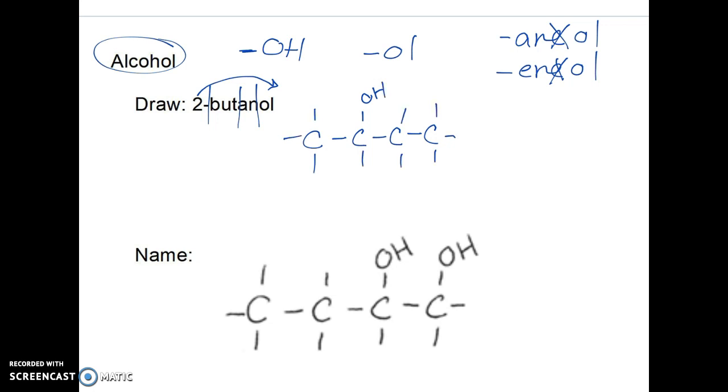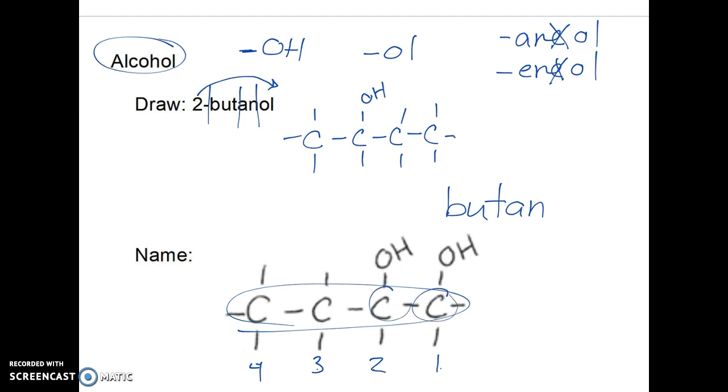Like before, feel free to pause anytime to name. This one down here, I see that the parent chain has 4. So this is going to be but, an, because single bonds. And then if you look here, which way should we number it from? If I went right to left, the 2 on the right would be 1 and 2. If I went from the left, these would be 3 and 4. We want these 2 carbons where the OHs are to have the lowest possible numbers. So this is going to be numbered from right to left.